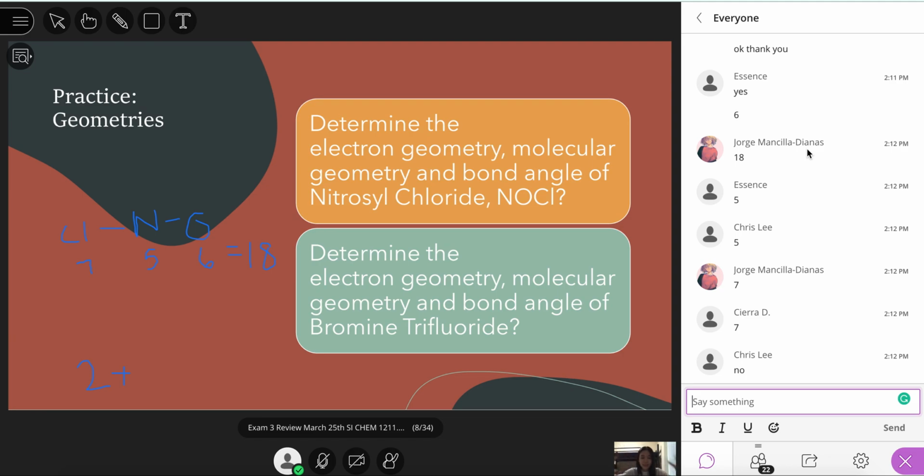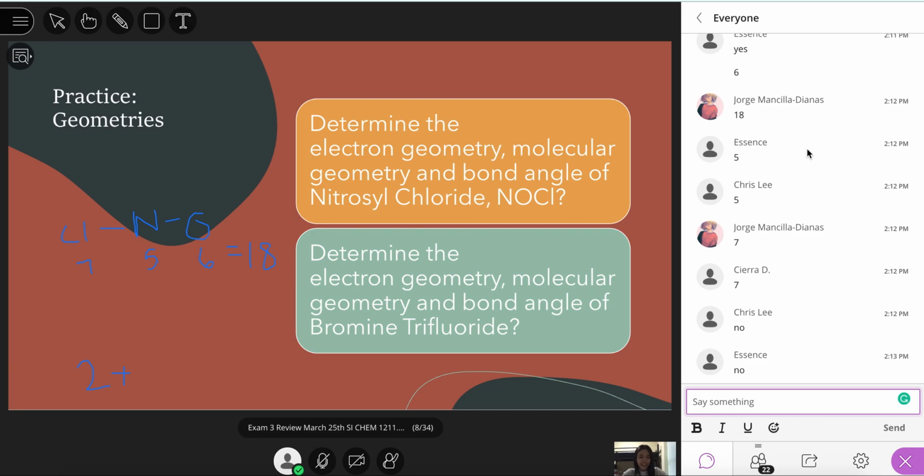So again, I'm going to open up the floor. Anyone say there's a lone pair? Yes, no, I don't really know. Again, if you don't know, it's okay, you just write it. Does anyone have anything they want to say? No? Okay, well actually there is a lone pair, and the reason for that is because there's a double bond between N and O.